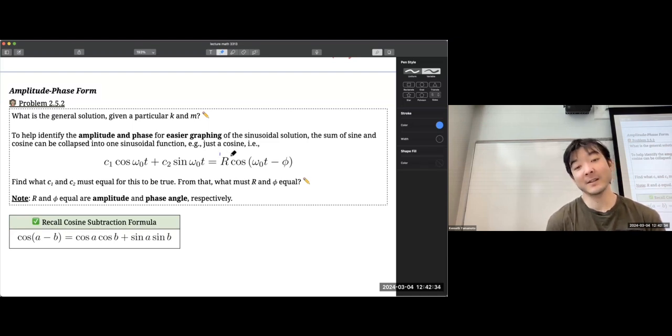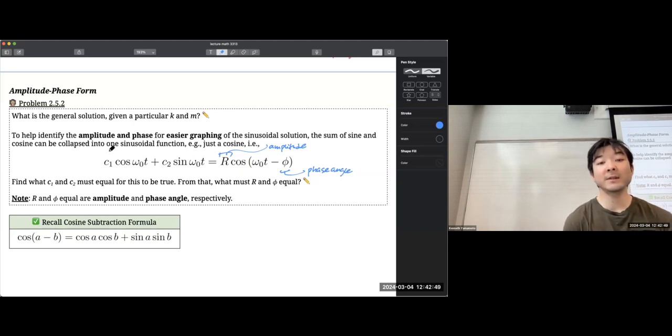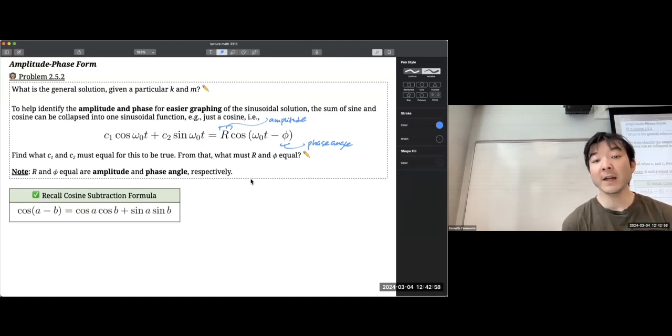Good, exactly. This is the amplitude. And so the question is, what is that R? It turns out that this phi here is the phase angle. This is information that we wouldn't be able to see from this directly, but we could if we were able to successfully rewrite it in this form. It's just a bunch of trig to be able to write it in this form.